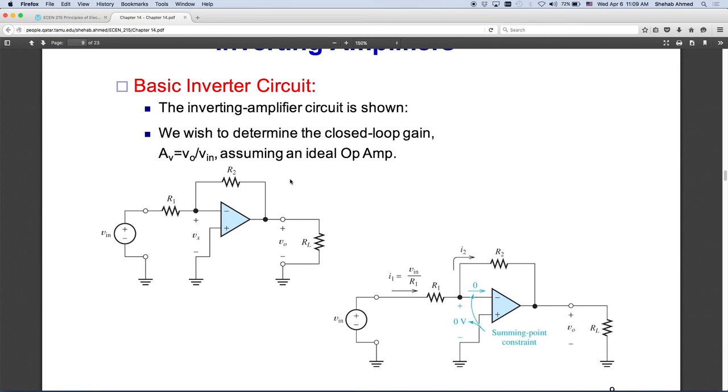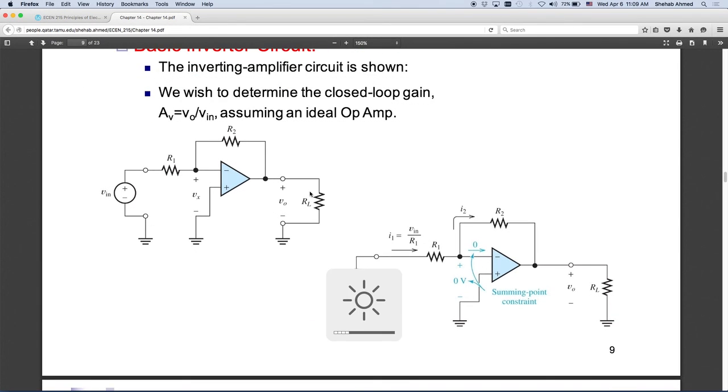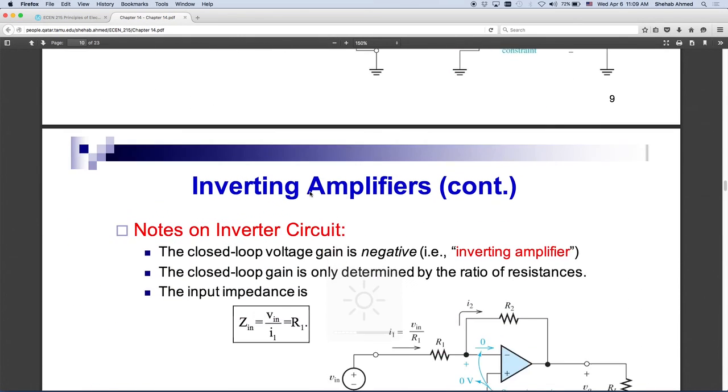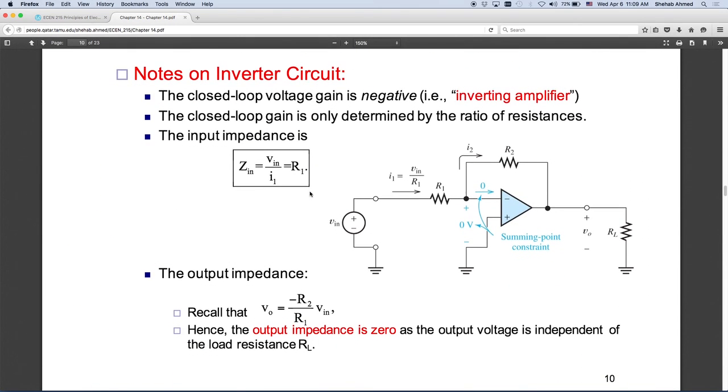So let's see. This is what they did on the next slide. So what we did was, Z input is equal to. So I just defined some stuff. So V input divided by R was the I input, right? Or the R input or R1 is V input over I1. This is also called the input impedance of the amplifier.